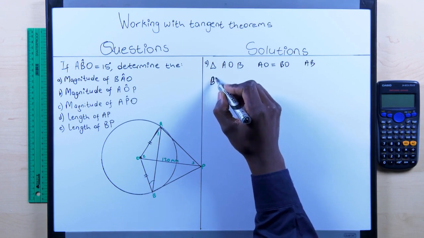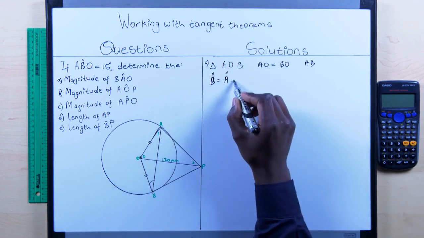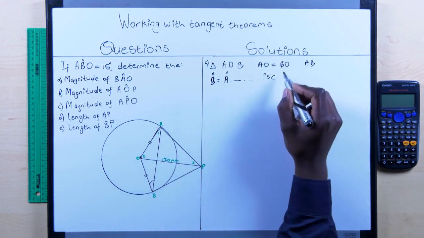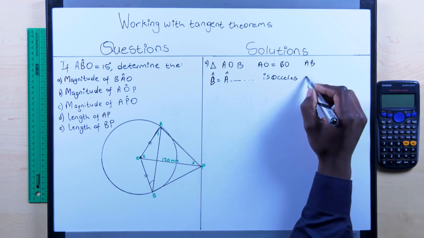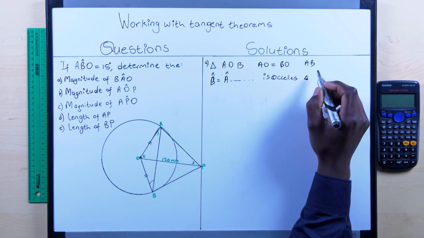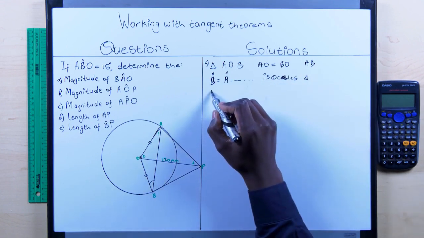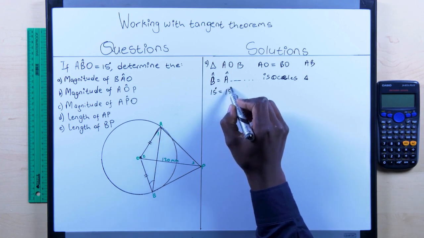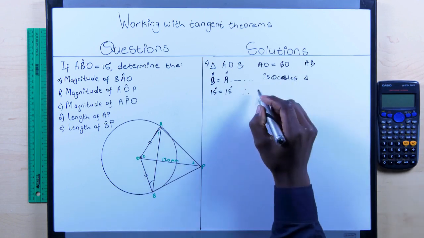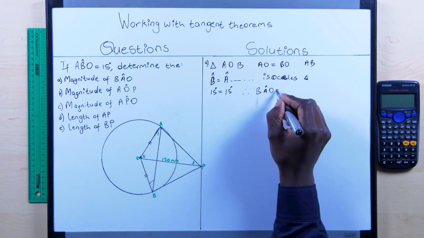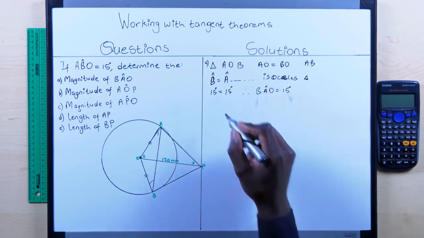angle B is equal to angle A. And the reason is that this is an isosceles triangle. That is very clear. Now, with that being said, angle B is equal to 15 degrees. Therefore, angle A is also equal to 15 degrees for number A. We found number A. Let's go to number B.